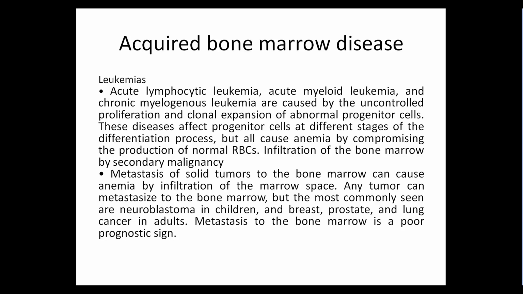Infiltration of the bone marrow by secondary malignancy. Metastasis of solid tumors to the bone marrow can cause anemia by infiltration of the marrow space. Any tumor can metastasize to the bone marrow, but the most commonly seen are neuroblastoma in children and breast, prostate, and lung cancer in adults. Metastasis to the bone marrow is a poor prognostic sign.